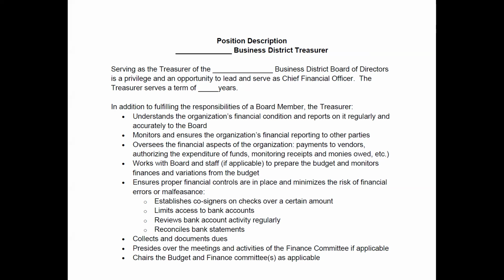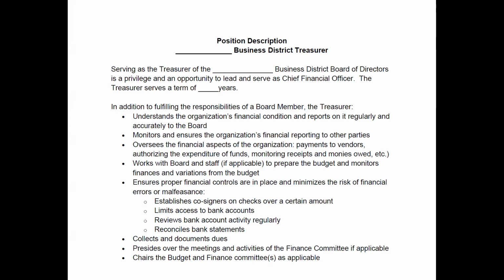And then you also want to ensure proper financial controls are in place, just to minimize the risk of any errors or malfeasance. So that means establishing who the co-signers are on checks over a certain amount, who has access to bank accounts, and regularly reviewing bank activity to make sure that nothing strange is going on, and then reconciling those bank statements. And sometimes organizations will work with an accountant or a bookkeeper if you have a larger budget. So the treasurer can work in tandem with that individual if it requires a little bit more financial expertise.